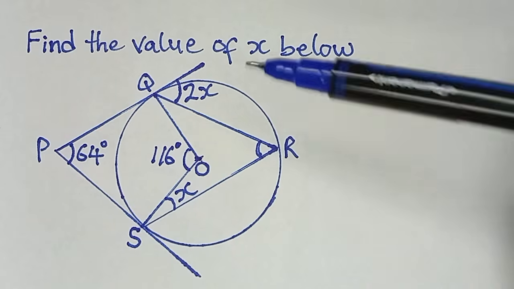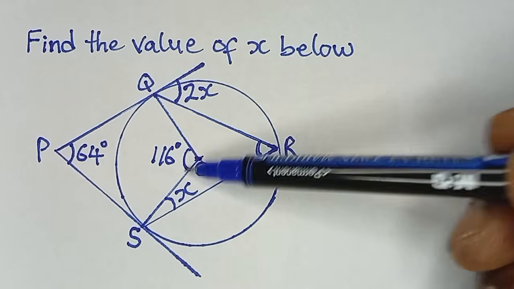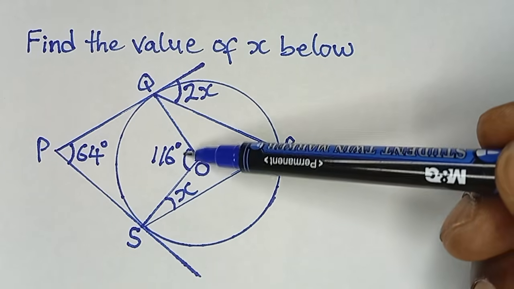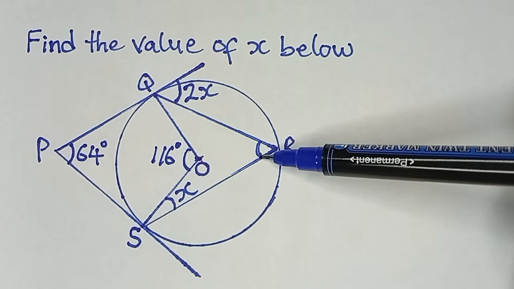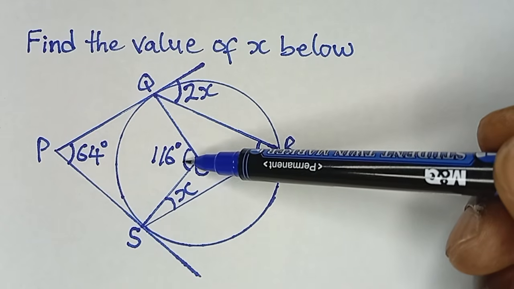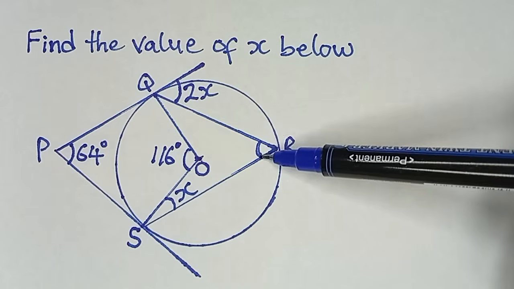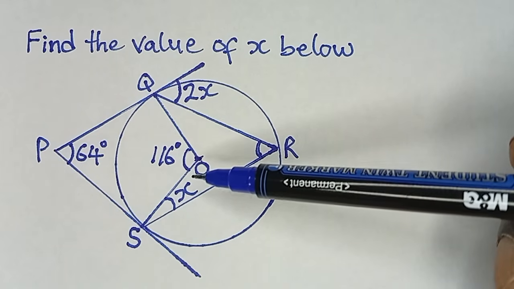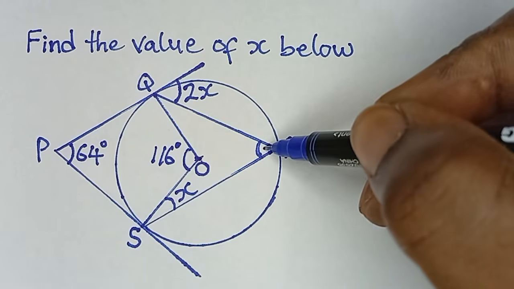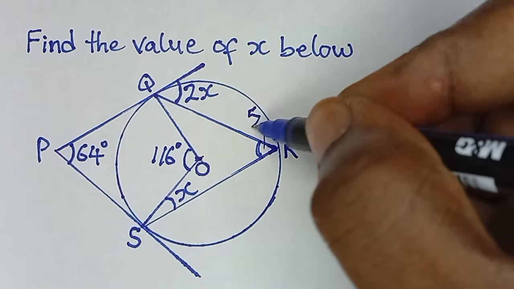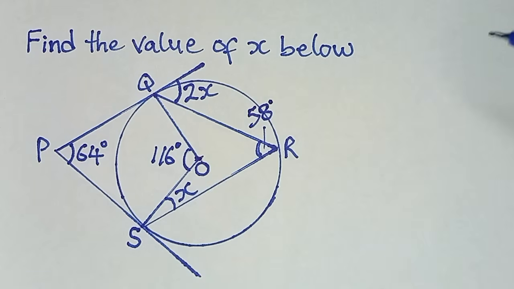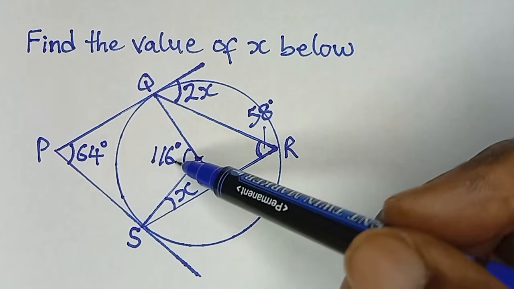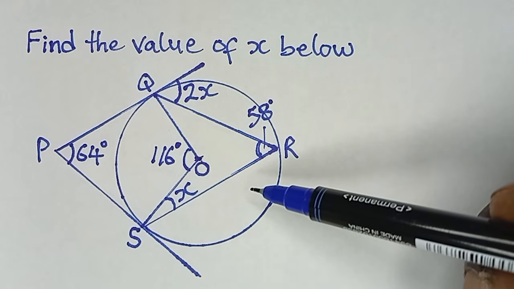Now, the theorem there says that angle at center is twice that at the circumference. Angle at center is twice angle at the circumference. So if this is 116, then this angle will be 116 divided by 2. 116 divided by 2 will give us this angle here as 58 degrees. So that 58 times 2 will give us angle at center as 116 degrees.